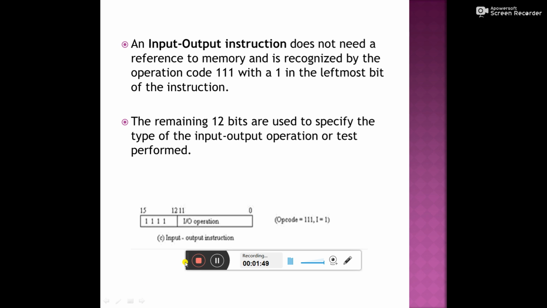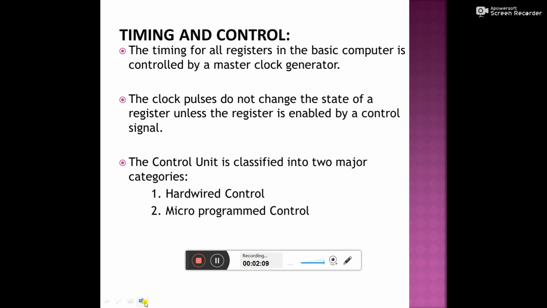The last one is input output instructions. It does not need a reference to memory and is recognized by operation code 111 with 1 in the leftmost bit. The remaining 12 bits are used to specify the type of input-output operation or test to be performed.